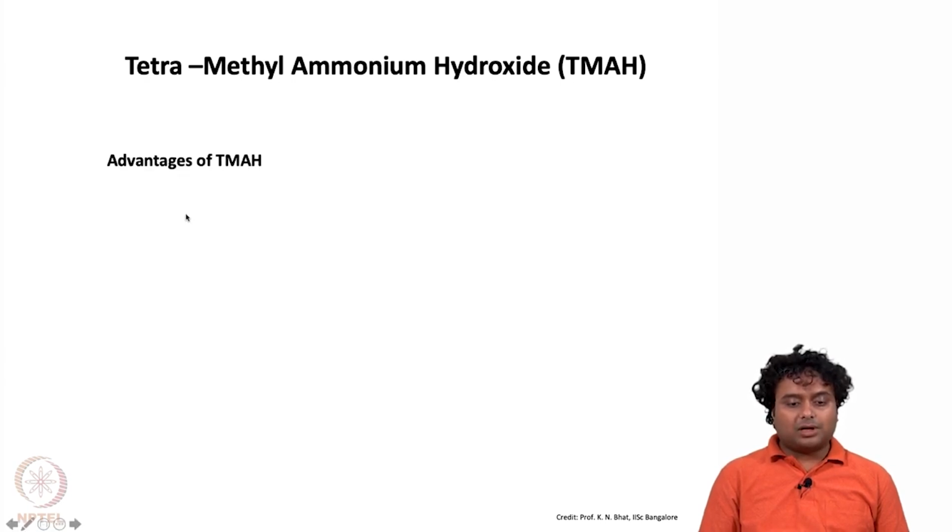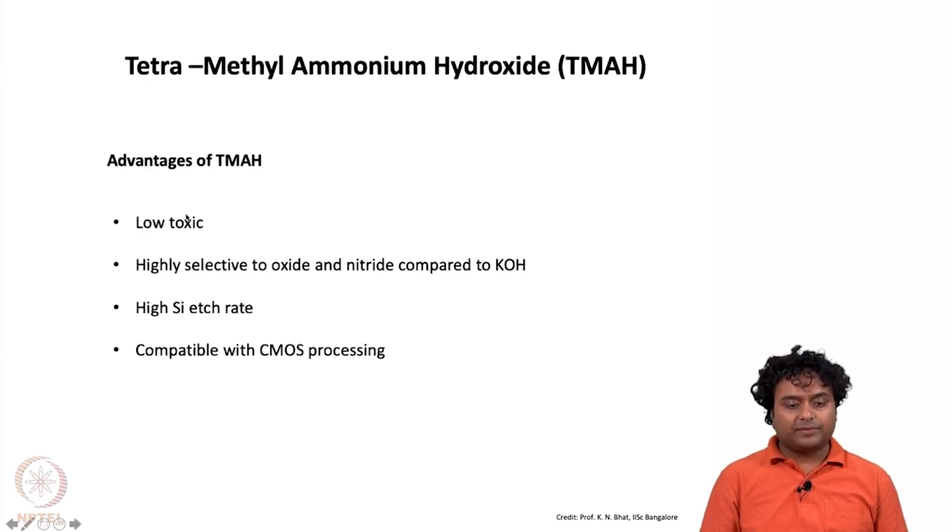So first of all, what are the advantages of using TMAH? The first point is that it is much less toxic. KOH is more toxic than TMAH. Then it is highly selective to oxide and nitride compared to KOH. That means if we compare how much oxide is etched in 1 minute in KOH and TMAH, the oxide etching in TMAH will be lesser. So this gives us high selectivity.